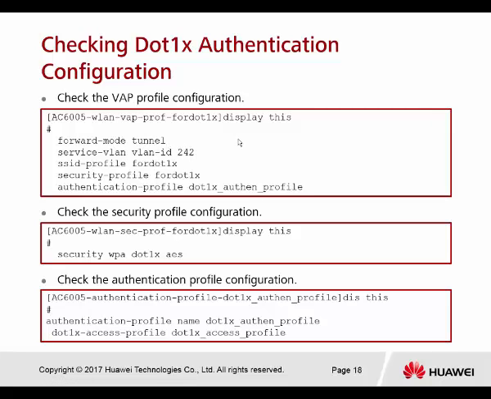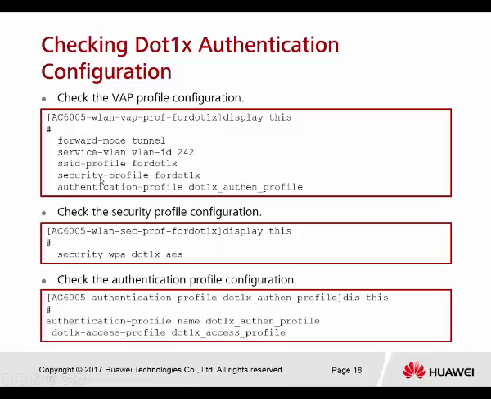Then the next one, did you configure the correct service VLAN for this SSID? Wrong VLAN assignment will cause a problem. Okay, the SSID profile, did you assign the name? Then the profile for security and authentication, using 802.1x authentication. So go to the security profile and check.